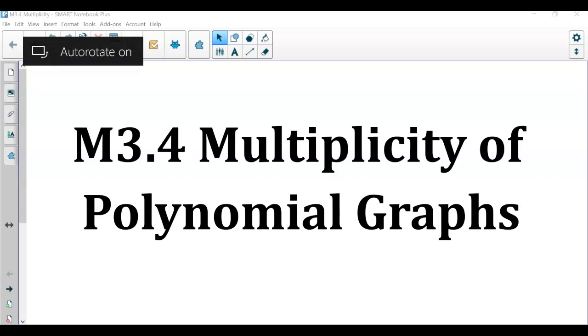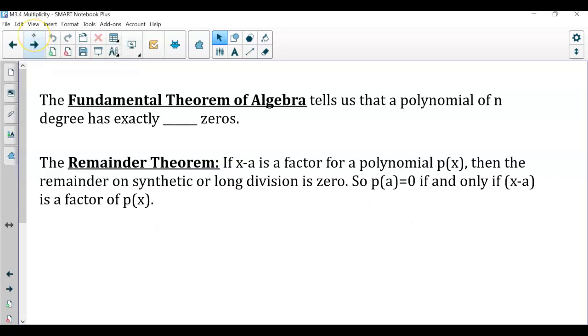In this video, we're continuing the graphs of polynomials, but focusing on the concept of multiplicity. So first, before we do, we also need to understand these two concepts. The fundamental theorem of algebra tells us that if we have a polynomial of, let's say, nth degree, then it's going to have exactly n zeros.